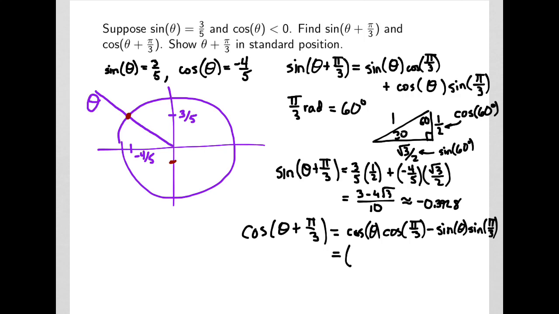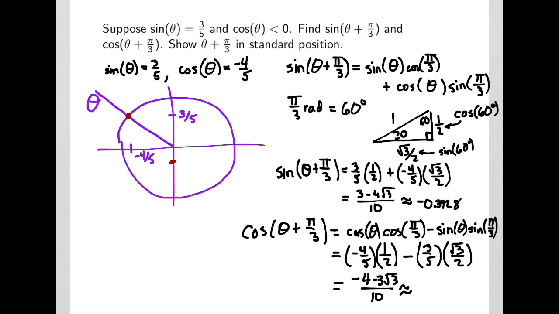The cosine of our angle was negative 4/5. The cosine of pi over 3 we said was a half, minus the sine of theta was 3/5, and the sine of pi over 3 is root 3 over 2, for a total value of negative 4 minus 3 square root 3 all over 10, having an approximate value of negative 0.9196, which is really close to the edge.